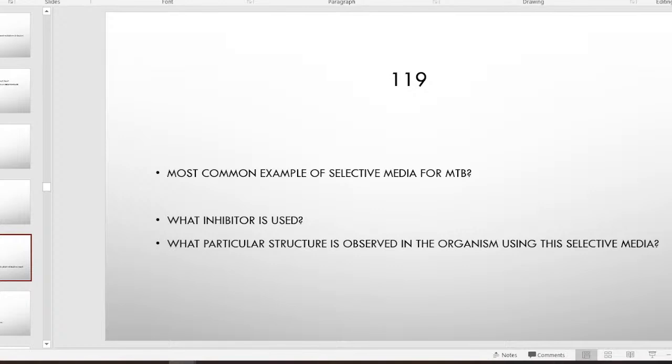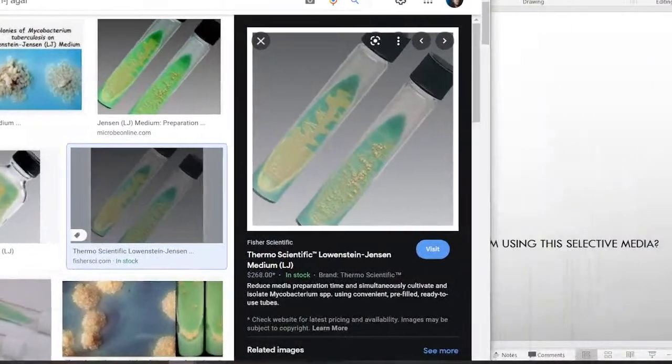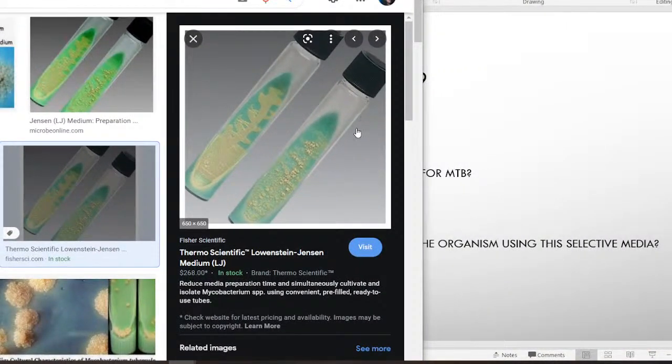I just did a Google search, but usually it looks like this too. It's a tube medium. Sir, I thought tube media is only for liquid media? No, it's not only for liquid media. It could be used for solid media as well. We didn't say anything. And the brand is Thermo Scientific. Yes, correct.